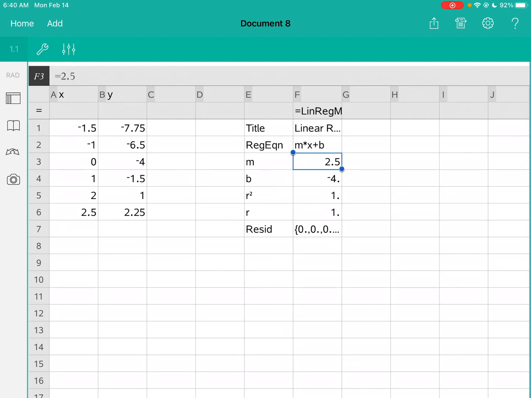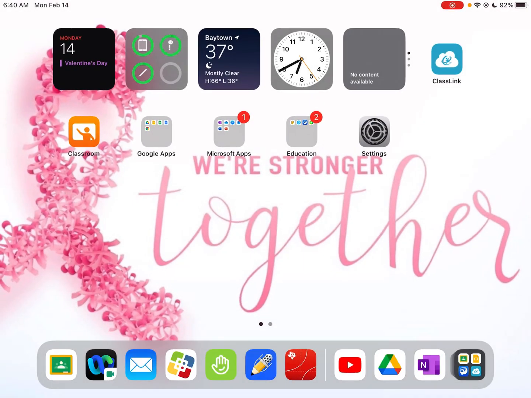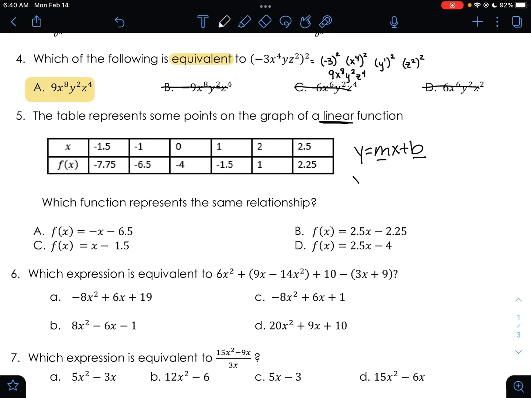We need this M, 2.2, or 2.5, sorry, and this B, negative 4. 2.5 and negative 4. So we get y equals 2.5x minus 4. So we look to see which one matches that, and it looks like it's this answer right here. Done. Okay, so again, this was list and spreadsheet, and we did menu 4, 1, 3.